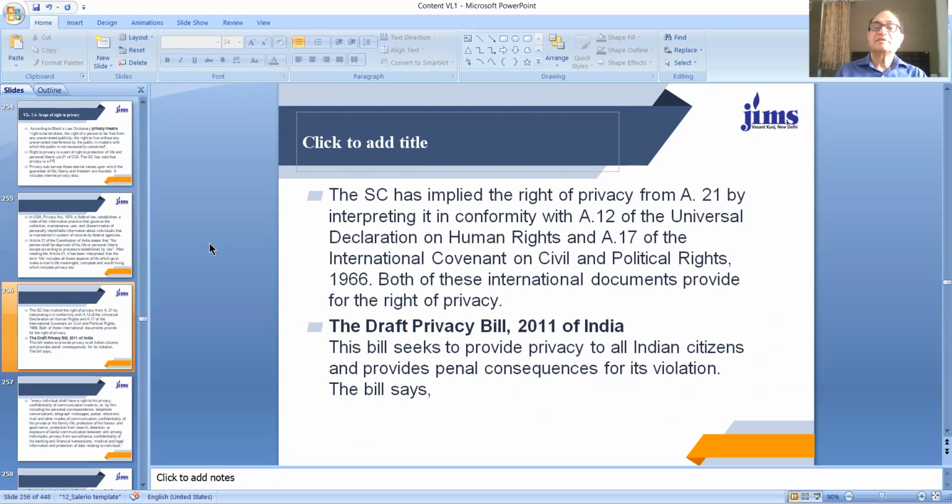The Supreme Court has implied the right of privacy from Article 21 by interpreting it in conformity with Article 12 of the Universal Declaration of Human Rights and Article 17 of the International Covenant on Civil and Political Rights, 1966. Both these international documents provide the right of privacy. And since India is a party to these two international conventions, the right to privacy is now interpreted as part of the right to life under Article 21, also for respecting these two international covenants.